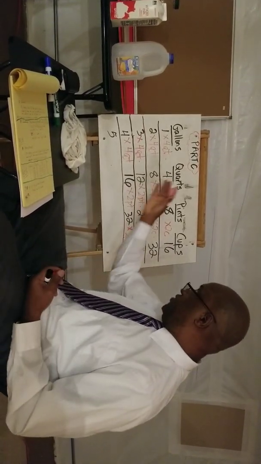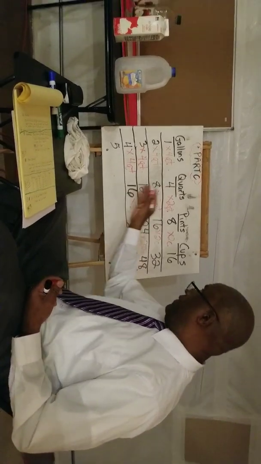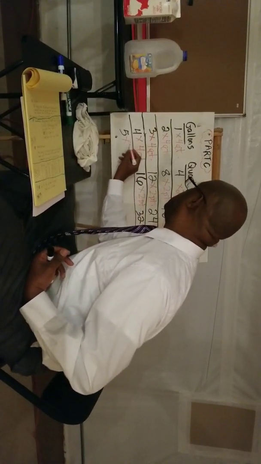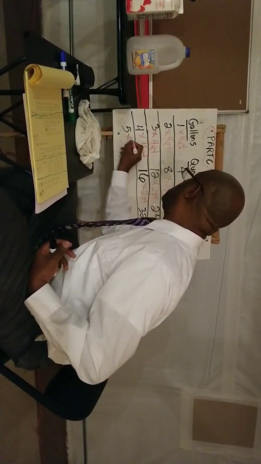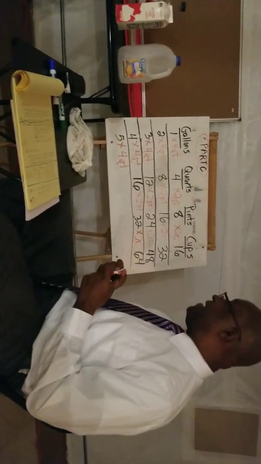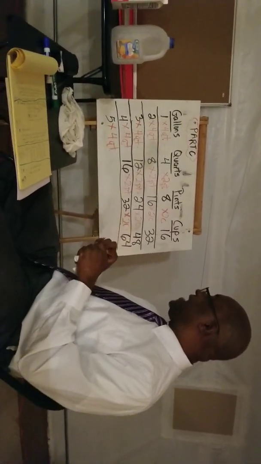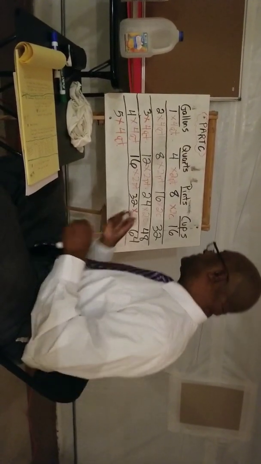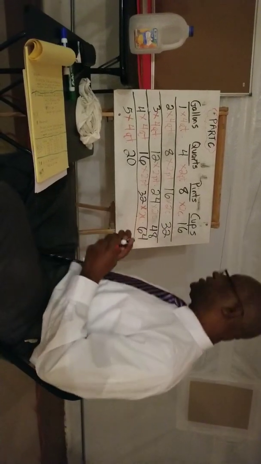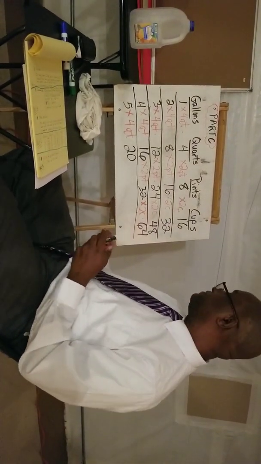Once again, you should be able to see a pattern. 4 quarts, 4 quarts, 4 quarts, 4 quarts. So we know that there are 4 quarts in a gallon. So if we have 5 gallons, 5 times 4 quarts, that means there are a total of 20 quarts in 5 gallons.